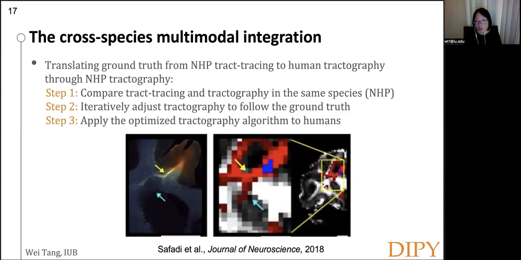Thus, a potential strategy for translational neuroanatomy follows three general steps. First, one can compare track tracing and tractography in the same species, in this case, the non-human primates. In this way, we can rule out cross-species differences and focus on the discrepancies caused by methodological issues. We can then try to reproduce the track tracing results by adjusting the modeling and tractography algorithms with the diffusion data. Finally, with the adjusted algorithms, we can explore those homologous pathways in the human brain without being confused by the methodological discrepancy.